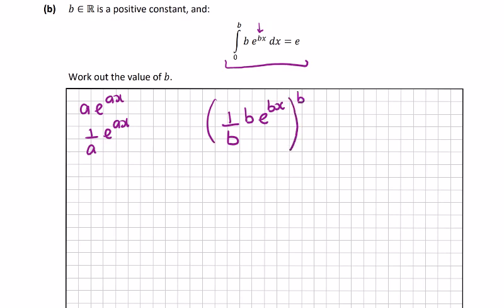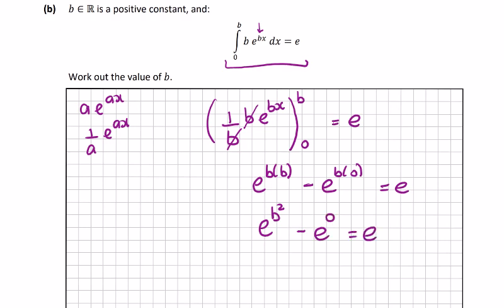B's will cancel here, so between b and 0, this whole thing is equal to e. I think that's what we have. So we have e to the power of bx, and we're putting b in for x. So we have e to the power of b times b, and then minus e to the power of b times 0 equals e. So we have e to the power of b squared, it's an unusual looking one, minus e to the power of 0, which is equal to 1, is equal to e. So why don't I leave the e to the power of b squared there, working out the value of b. So when I isolate b, that's equal to the e on the right plus the e to the power of 0 coming across, which is 1.